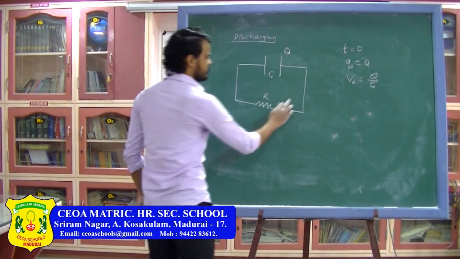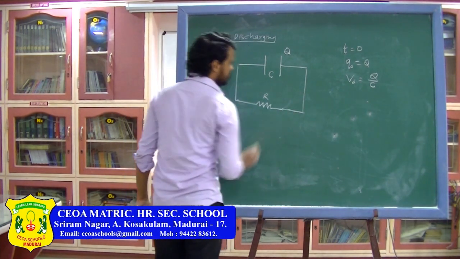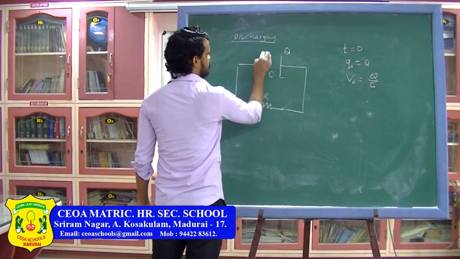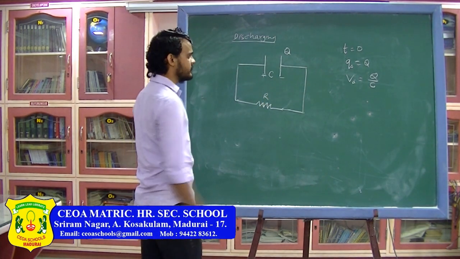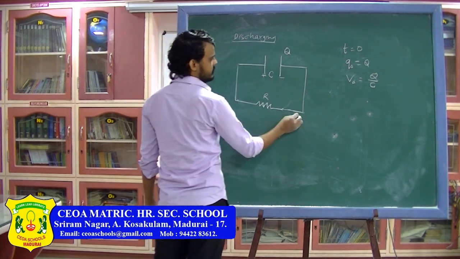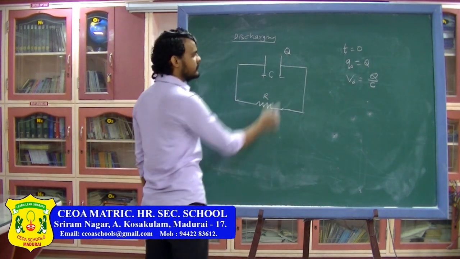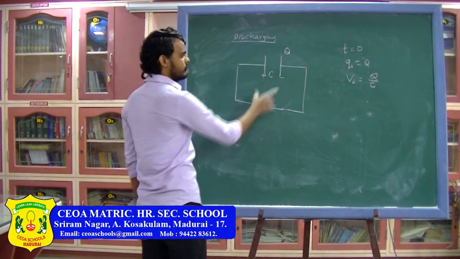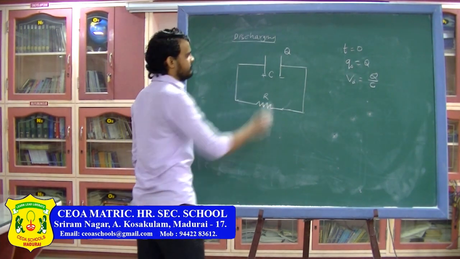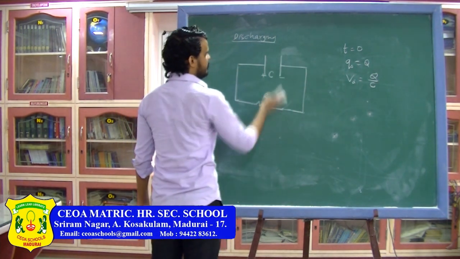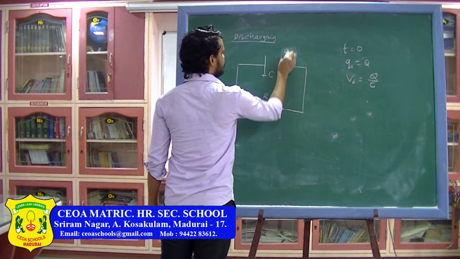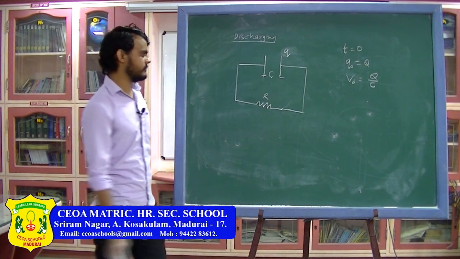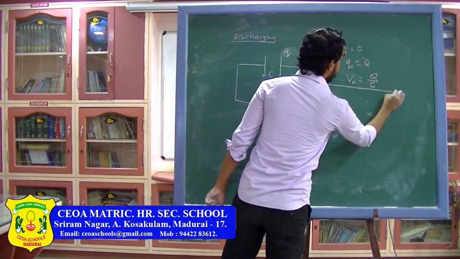Now if I close the switch, as you know, this side is positively charged and this one is negatively charged. So charge is going to flow through this resistance and it is going to come here and neutralize this plate. So slowly this capacitor is going to discharge. I am assuming at any time t the charge on the capacitor is q. So this small q is the charge on the capacitor at any time t.